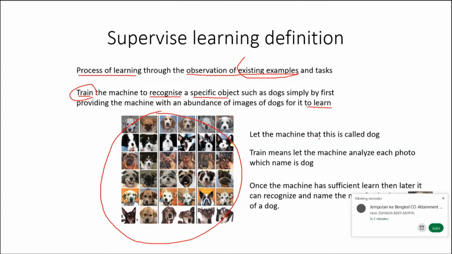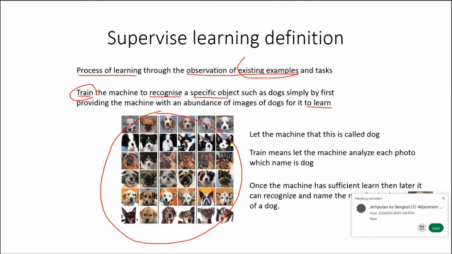So let the machine know that this is called a dog. So that's supervised. We let the machine know this is a dog. We tell them this is a dog. So it means that it is supervised. I'm not going to let you learn by yourself. I'm going to guide you, supervise you during the learning. Okay, I give you this data. I collect this data for you. Then I say it is called a dog. So analyze it. So that's supervised learning. We tell them what to do.